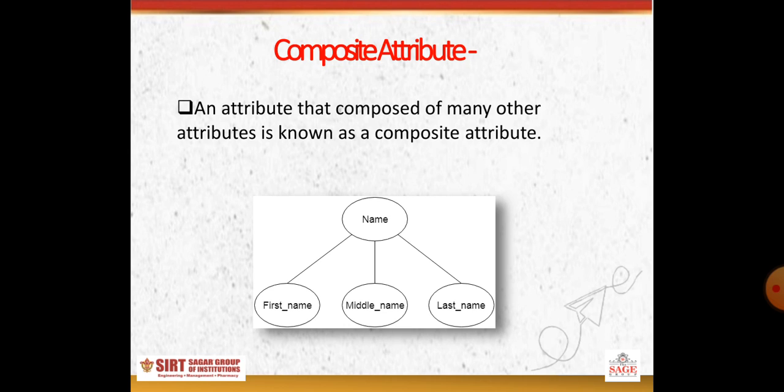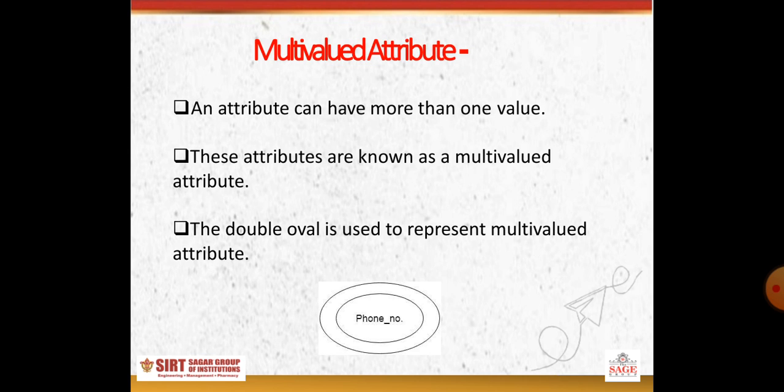Composite attribute. An attribute that is composed of many other attributes is called composite attribute. Or we can say that an attribute that can be decomposed into many attributes is known as composite attribute. Here in ER diagram we are giving example of name. Name can be further divided into three different attributes like first name, middle name and last name.